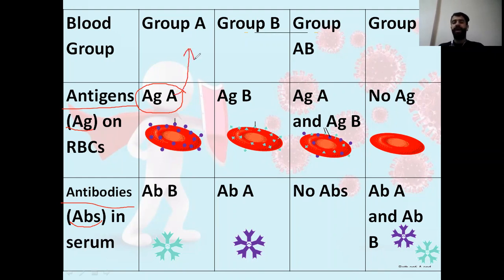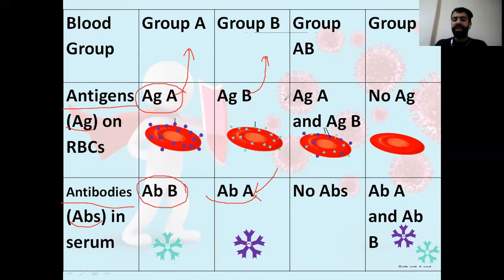So blood group A has antigen A. Antigen A should not be present with the same antibody, so we can't have antibody A. Why? Because they will attack each other. So here, with antigen A, the antibody in the serum will be the opposite, which is antibody B. Always the antigen is the same as the blood group, while the antibody is the opposite of the blood group. So antigen A, antibody B. However, blood group B has antigen B, while the antibody is different from antigen B; it's antibody A.